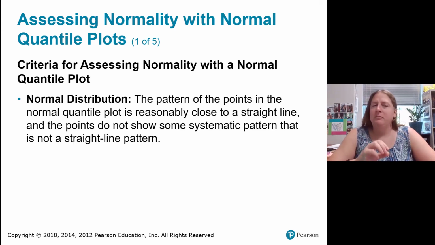So we're going to talk just a little bit about assessing normality with normal quantile plots here. You do not need to know how to make a normal quantile plot right now. What you do need to know is how to deal with one if you're given one. All right. So if something is a normal distribution, when you see the normal quantile plot for it, the pattern of the points in that plot is going to be reasonably close to a straight line, and there's not going to be any pattern that you see that is not a straight line.